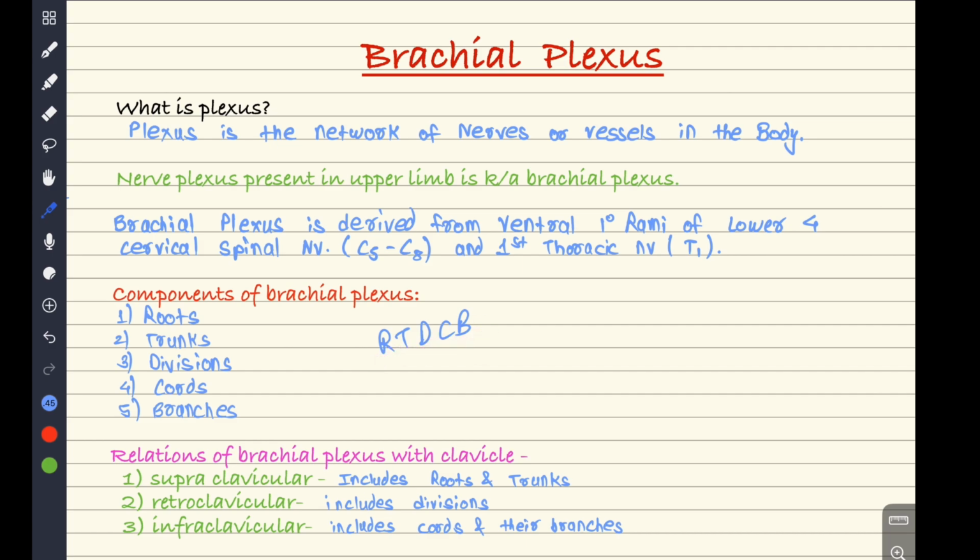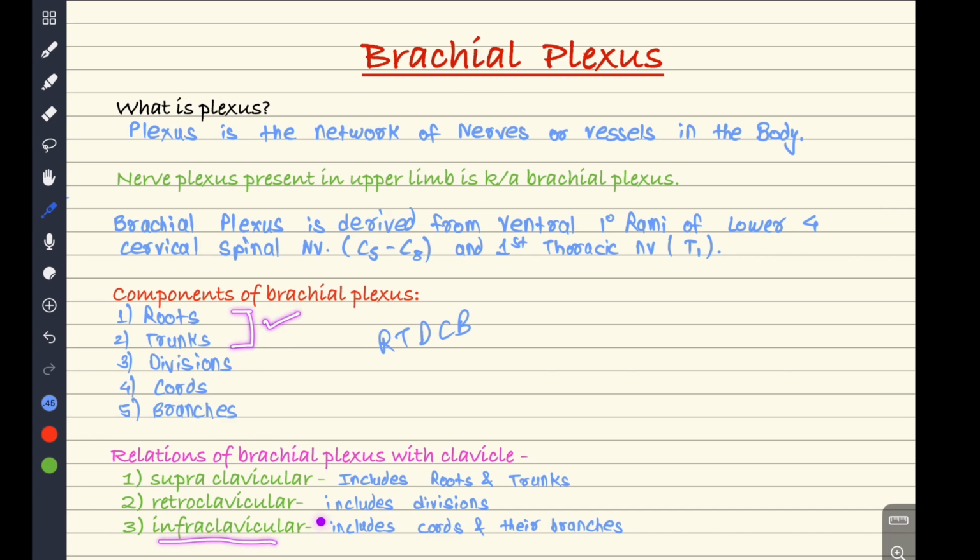Now on the basis of relations of brachial plexus with clavicle, it is divided into 3 parts: supraclavicular, retroclavicular, infraclavicular. Supraclavicular means part which is above the clavicle. It includes the first 2 components, that are roots and trunk.